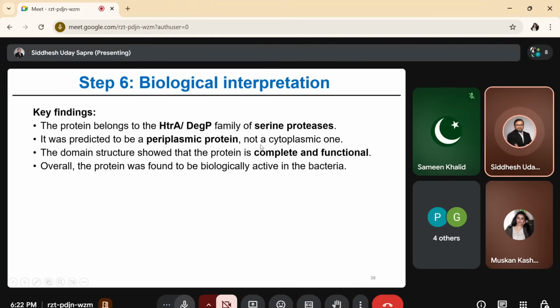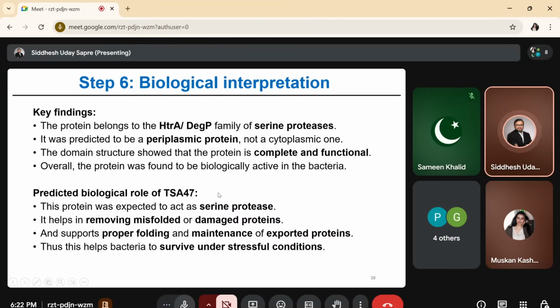Although I would like to mention here that it is a huge debate whether this protein is a secreted one or a periplasmic protein. In some bacteria, depending on the conditions, it can be both. The domain structure showed that the protein is complete and functional, and overall it was seen to be biologically active in the bacteria.